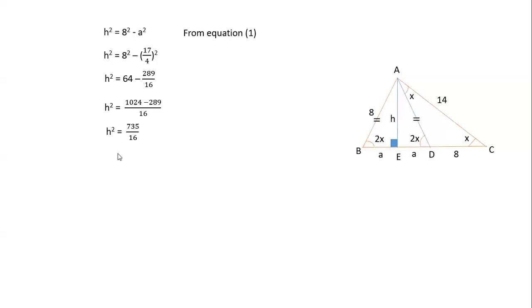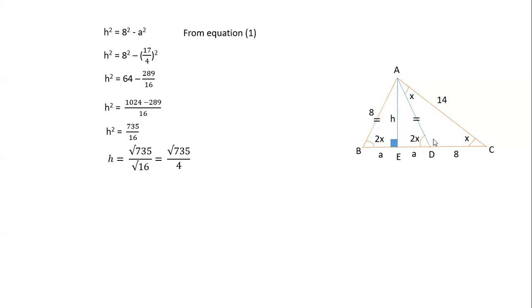So H should be the square root of this. H is equal to square root of 735 upon square root of 16. 735 is not a perfect square, so we'll leave it as it is. Square root of 16 is 4. So H is equal to root 735 upon 4. Now we got the height and we have the value of A.